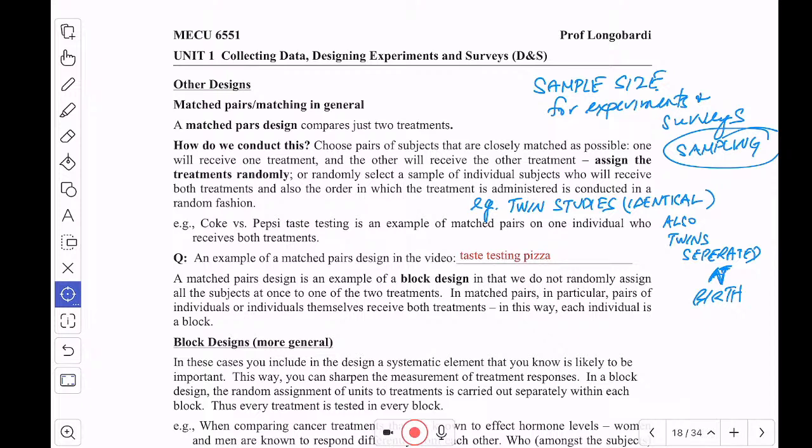Okay, so the classic type of twin study I mentioned for matched pairs exists. And then there's one that's more popular since the 70s and 80s. There was the Pepsi challenge. The Pepsi challenge is an example of a matched pairs study.